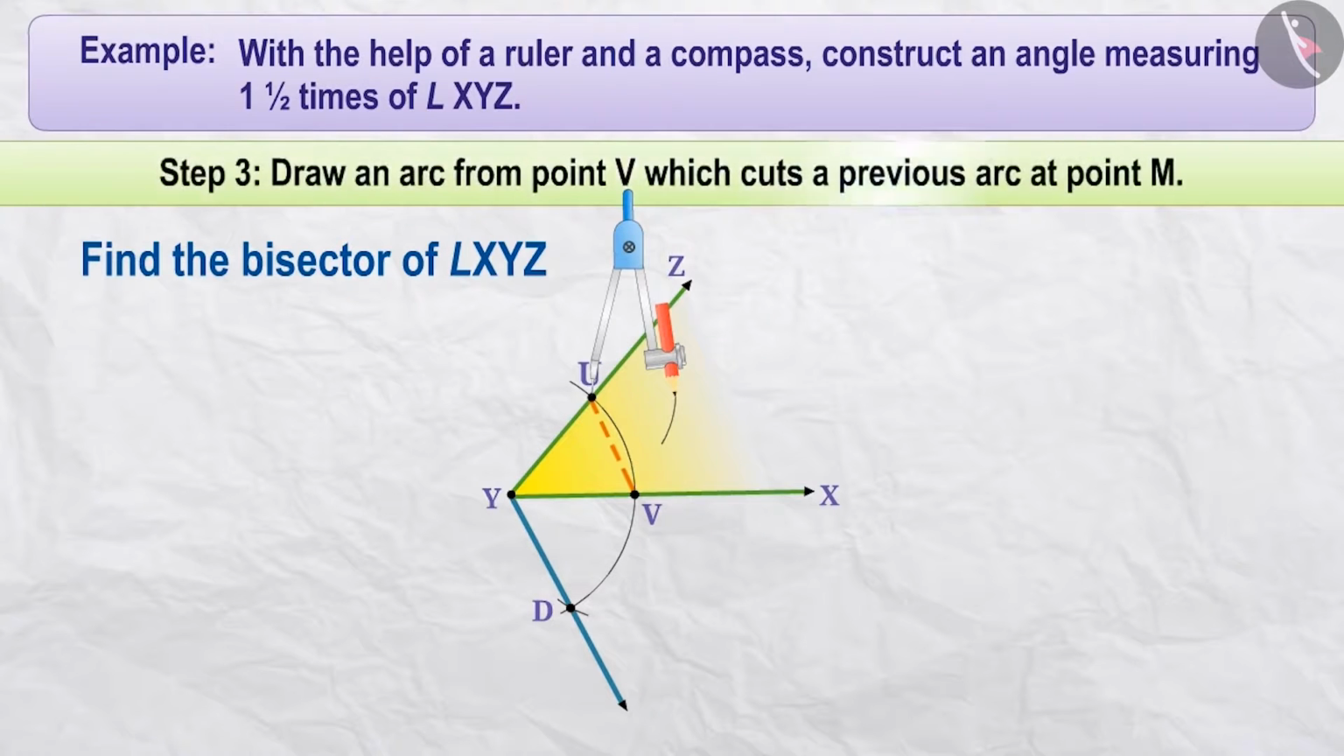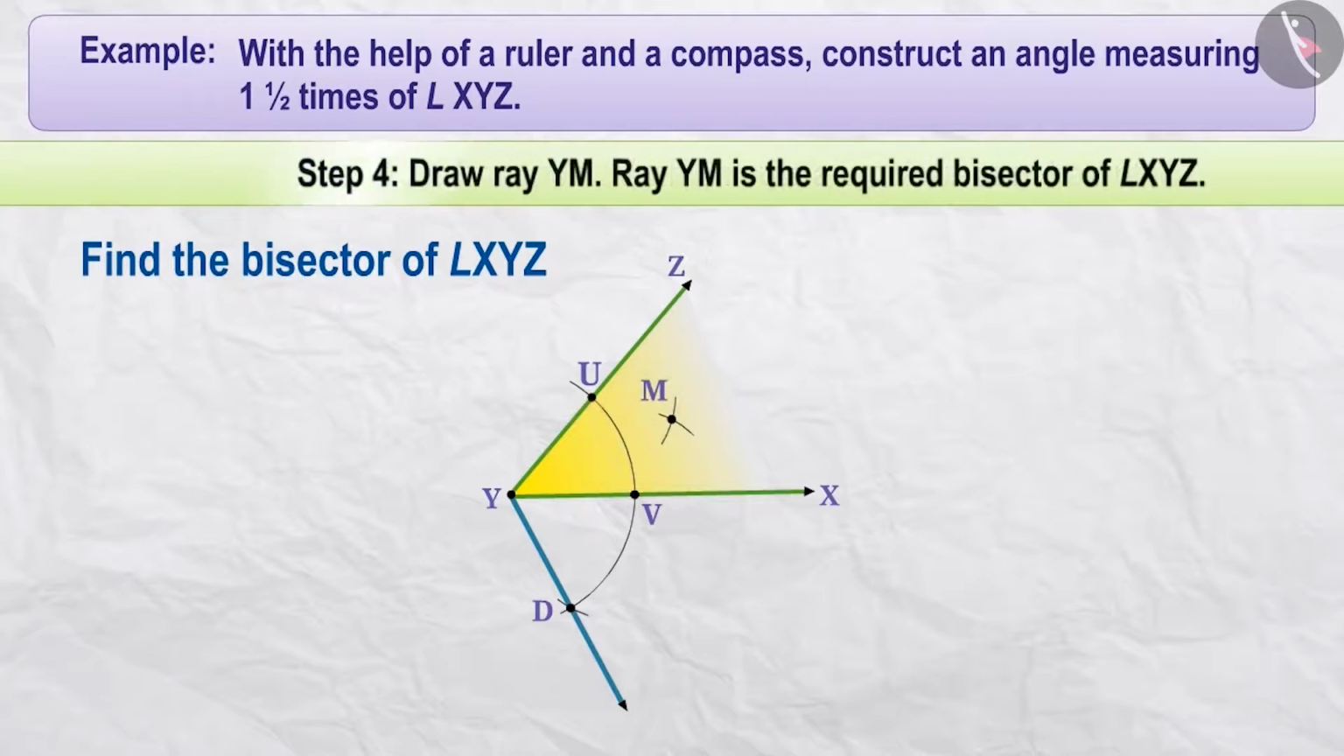Step 3. By keeping the same radius in the compass, we will place the pointed end on V and draw another arc cutting the arc made from U. Both arcs intersect at point M. Step 4. Now we will draw the ray YM starting from vertex Y and passing through M. Ray YM divides angle XYZ in two equal parts, so it is the desired or required bisector.